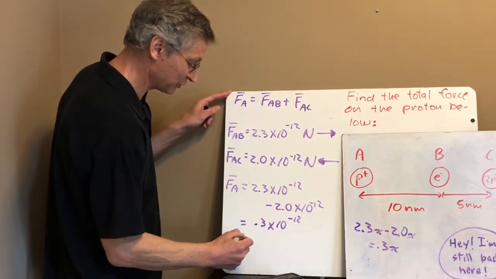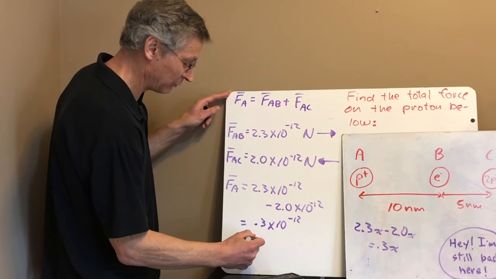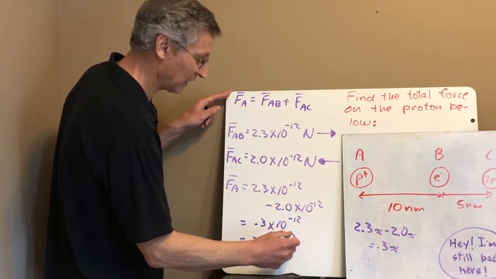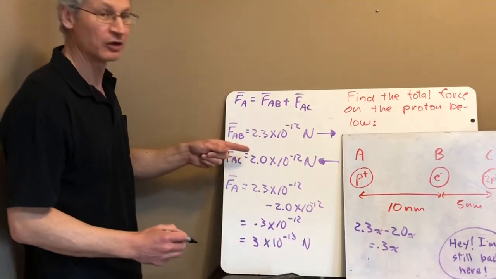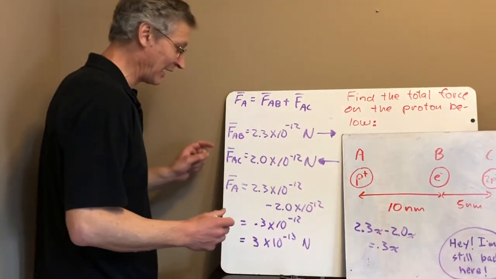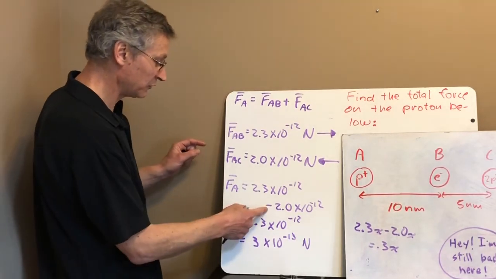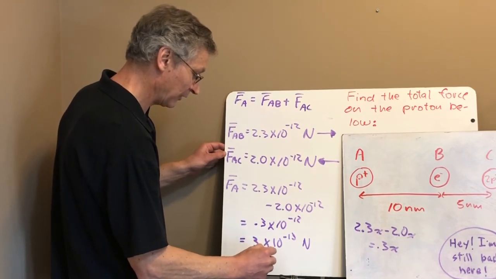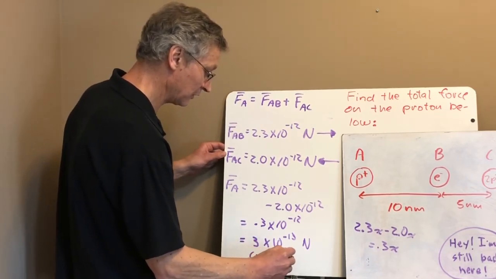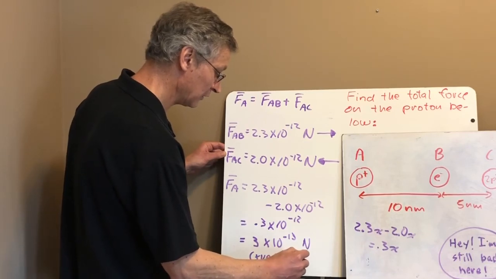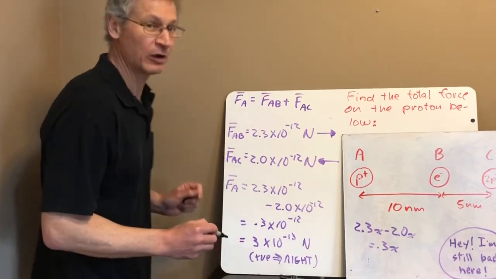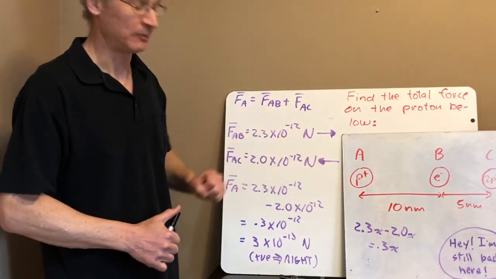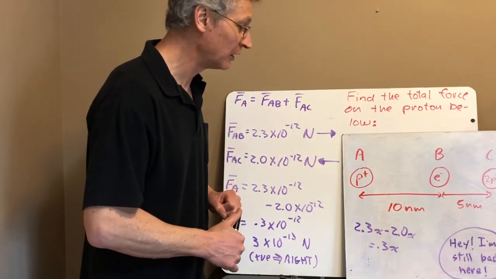And then change it to proper scientific notation. Let's make this one bigger by 1, so we're going to make this one smaller by 1. And there's your answer: 3 times 10 to the negative 13 newtons. This answer is positive. And the fact that it's positive means it is in the same direction as that one. The fact that it's positive implies that it is to the right. All finished.